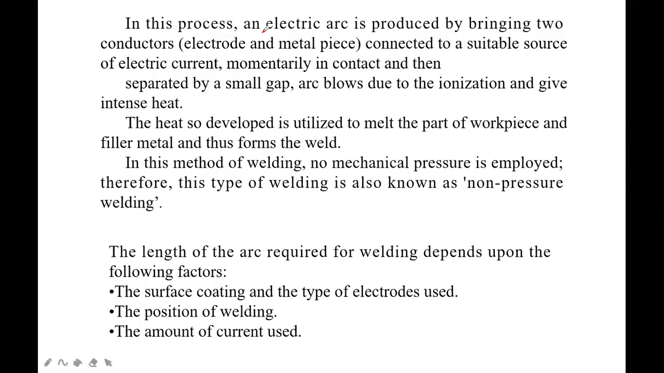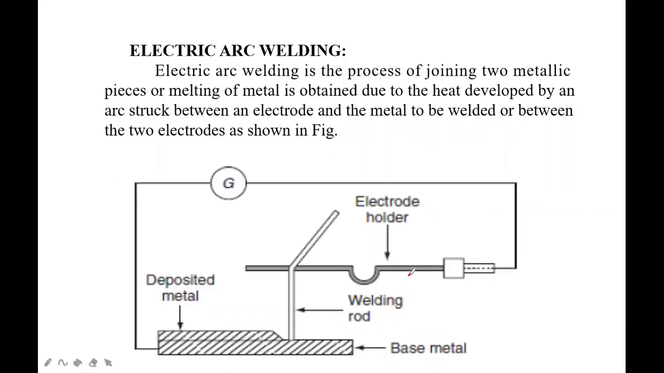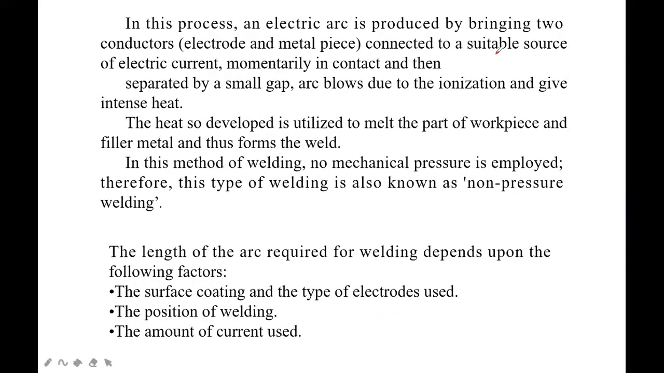In this process, the electric arc is produced by bringing two conductors, where conductors means one is the electrode and the other is the metallic piece. One acts as positive and the other acts as negative, connected to a suitable source of electrical current, momentarily in contact with each other and then separated by a small gap. Both the electrode and the metallic piece are separated by a small gap.